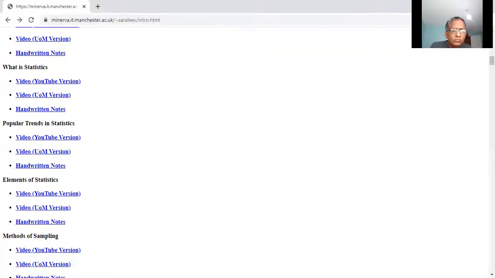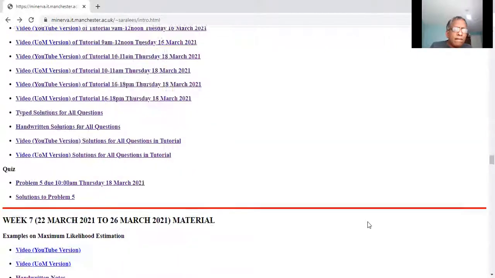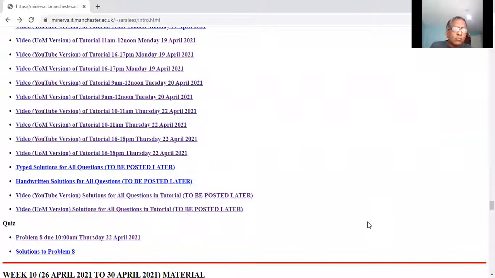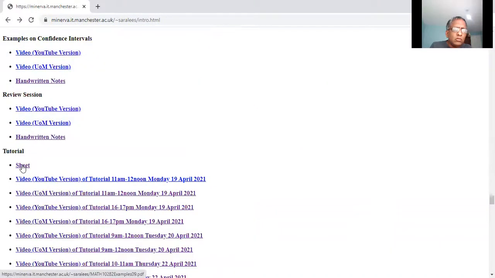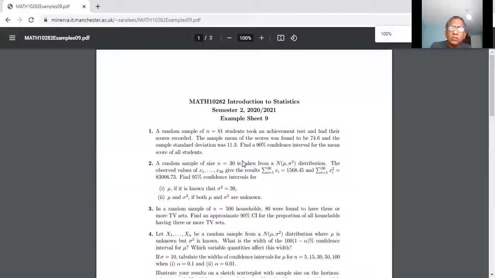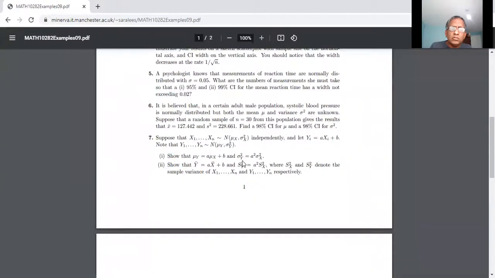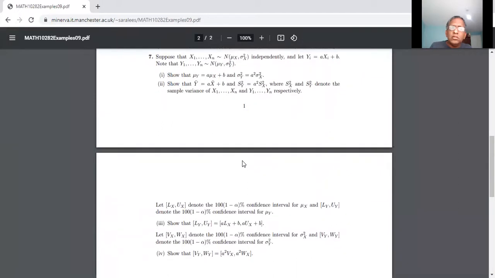The tutorial sheet for week 9, which is this one, right? So there, as you can see, there are 7 questions. So I'll start with question 7 and work backwards.